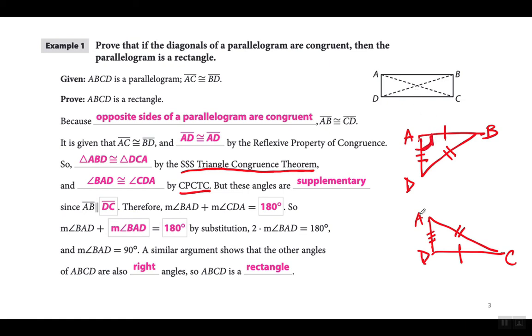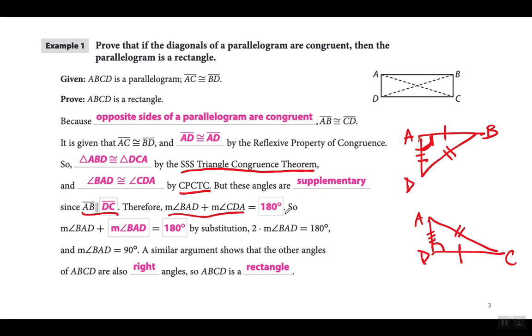Let's put that. Angle BAD is congruent to angle CDA because corresponding parts of congruent triangles are congruent. Okay, now it says here that these angles are supplementary since AB is parallel to DC, because consecutive angles in a parallelogram are supplementary.